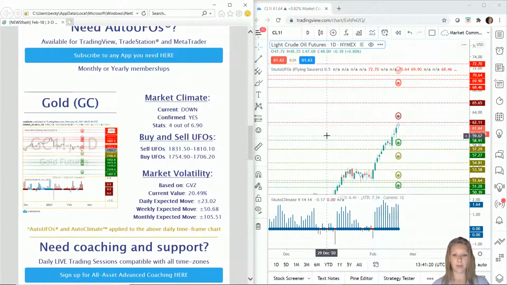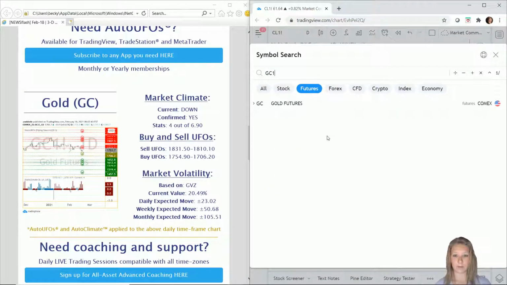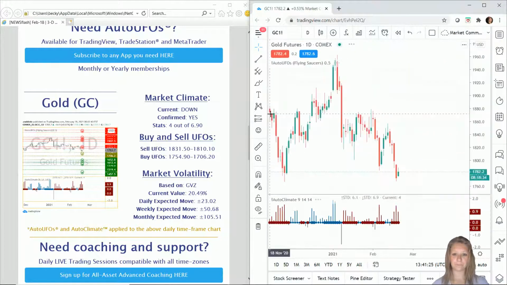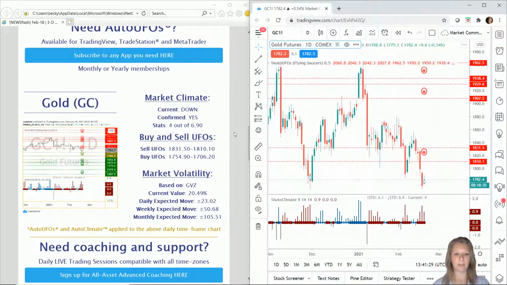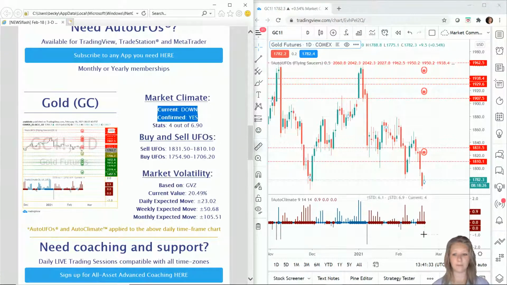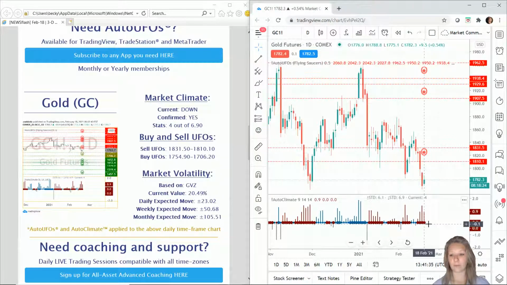Let's have a look there at gold. So gold is the next market. Here we are. Okay, so gold, slightly different look than the other markets here. We have a confirmed downwards climate. Again, we see that here on the email. And we see here we have a thick red dot, which tells us confirmed downwards climate.